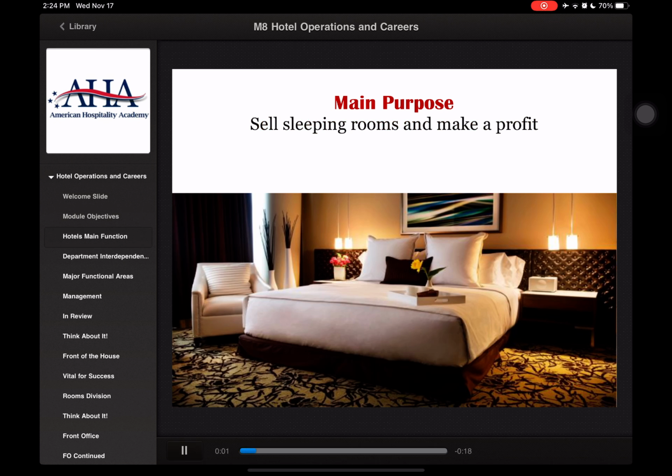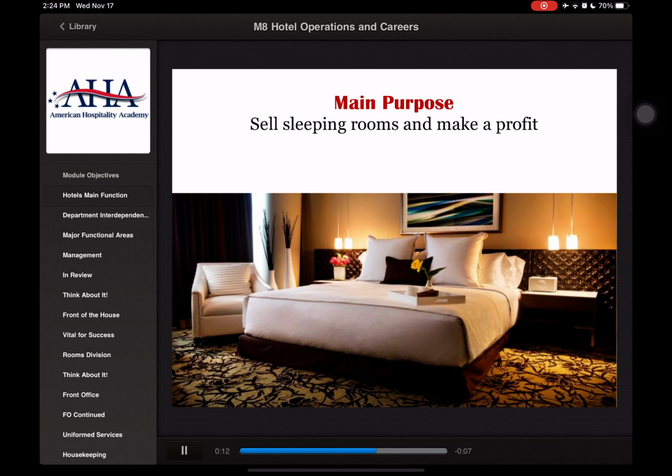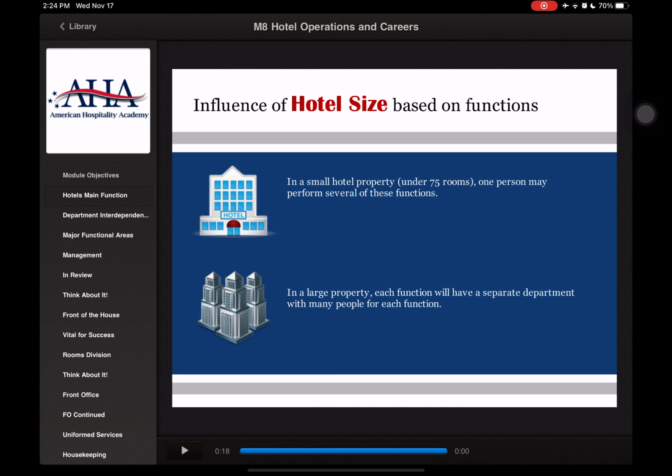The main purpose of a lodging property is to sell sleeping rooms to guests who want to stay overnight and make a profit while doing it. As you learned in Module 6 and 7, based on classification, each lodging property is unique. However, hotels perform essentially the same functions. While functions are essentially the same, the size of a hotel does influence how certain functions are carried out.